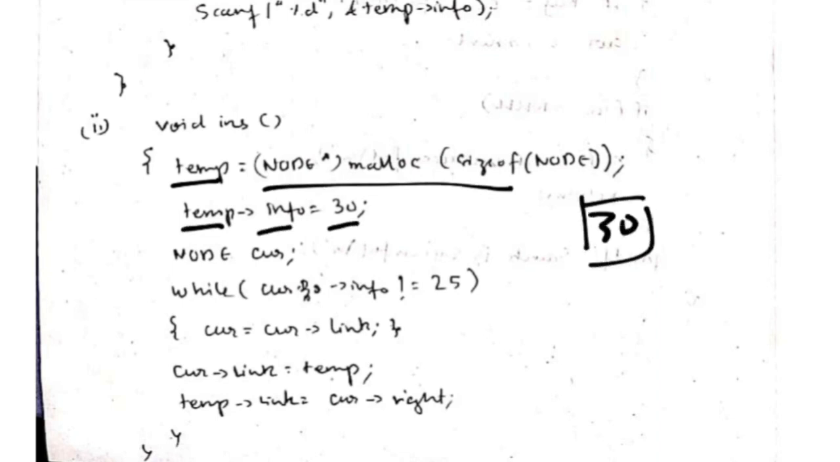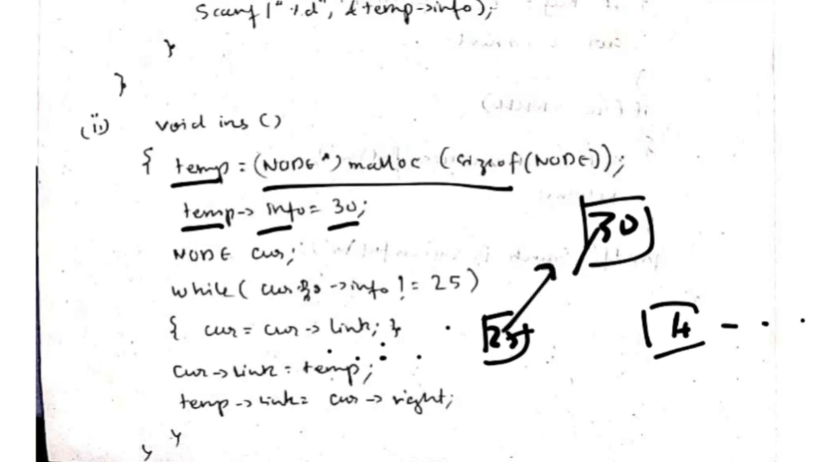A new node. In the previous linked list we had 25 and 40 here, and the rest of the elements are here. So if you have to insert this 30 here, what we will do is initialize the next part of 25 to 30 and 30's link part to 40. That will insert 30 in between 25 and 40.